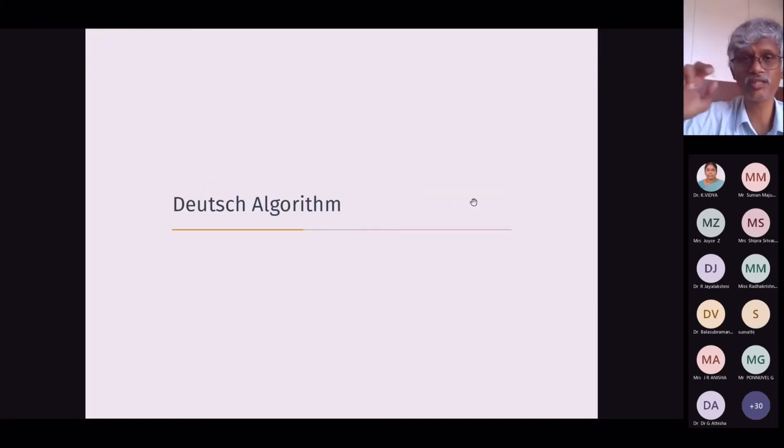Okay, so this is the first step in all the quantum computation scenarios. Okay, so we have about 25 minutes more. So the first algorithm is the Deutsch algorithm.